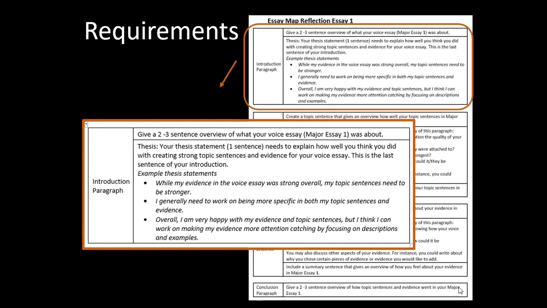So example thesis statements are, while my evidence in the voice essay was strong overall, my topic sentences need to be stronger. Or, I generally need to work on being more specific in both my topic sentences and evidence. Or, overall, I'm very happy with my evidence and topic sentences, but I think I can work on making my evidence more attention-catching by focusing on descriptions and examples.